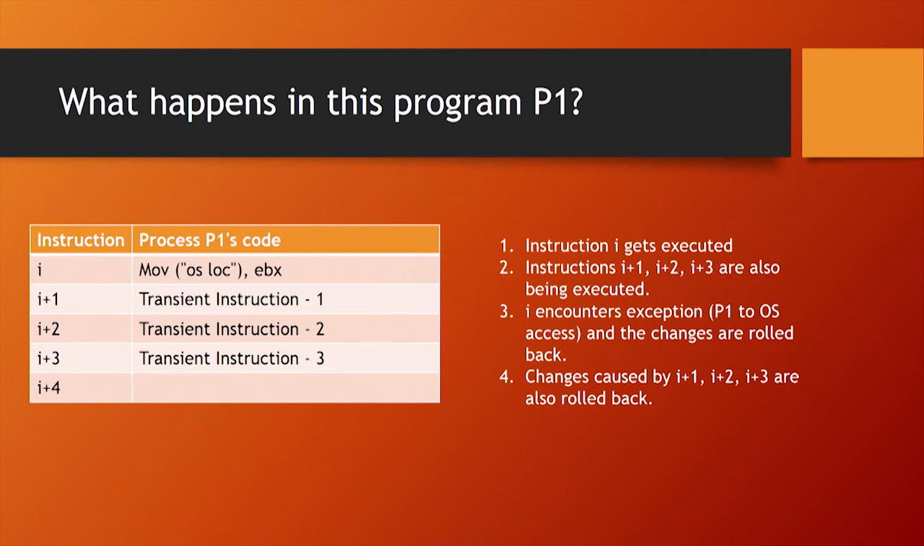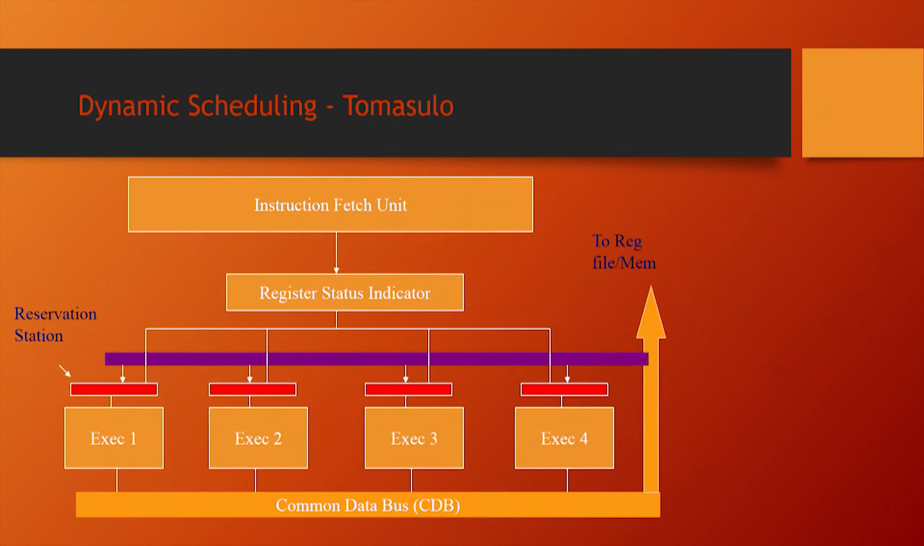So what happens here? I access a kernel location, and that value is already brought and stored in EBX. Only after that does somebody raise an exception. Along with this move there could be other transient instructions waiting for EBX. When the instruction move OS location comma EBX executes before an exception is raised, let us say execution unit 2 is executing, and the other 3 transient instructions are waiting in execution units 1, 3 and 4 for the value of EBX.